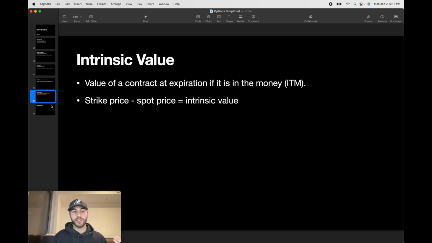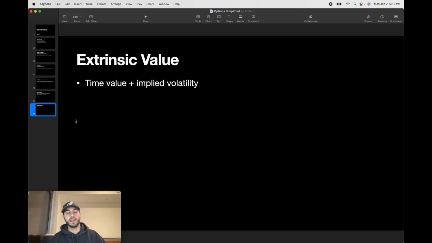Last but not least, we have intrinsic and extrinsic value. Intrinsic value is going to be the value of a contract at expiration if it is in the money. And we'll talk about what being in the money and out of the money means. Intrinsic value is the strike price minus the spot price, or the stock's price, so the underlying stock's spot price, and that will give you the intrinsic value, and we'll give you an example of this. Then we have the extrinsic value, which is your time value plus implied volatility. So we'll talk about time value and implied volatility momentarily.